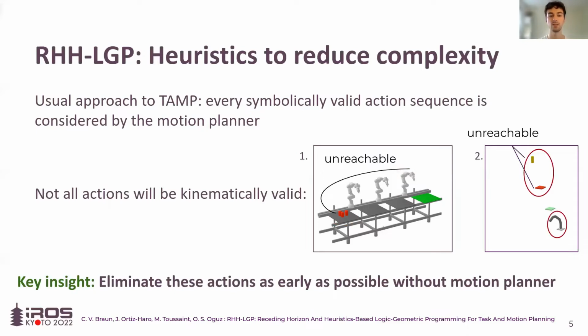Similarly, the second example on the slide shows a crawler robot reaching towards the red and yellow objects, which are clearly out of reach in the current state. In both of these examples, it's possible to tell that any action sequence, including these actions, will not be part of a valid solution, simply based on the symbolic state.